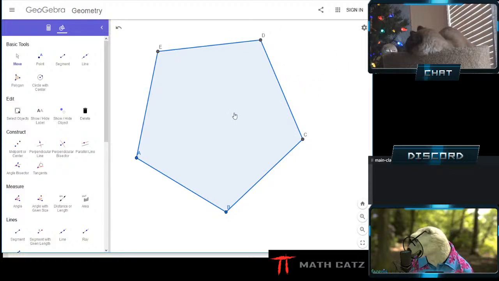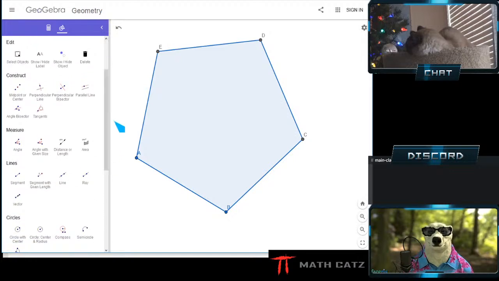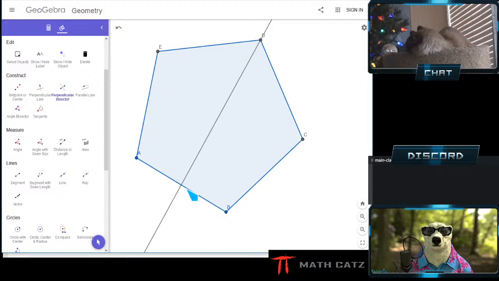circumscribe the center. Now, you'll see here that GeoGebra does have some shortcuts because those instructions are so familiar, and those shortcuts we may use some of them in a future section when we're doing transformations. It has a perpendicular bisector tool. Select 2 points or 1 segment. Let's pick this one. Boom. Bisector.